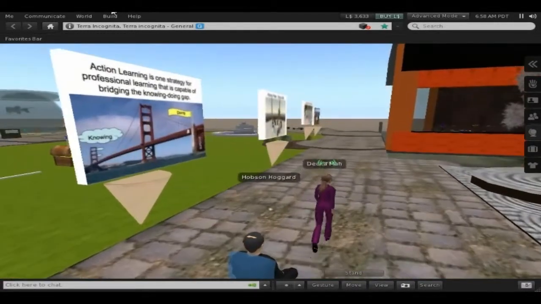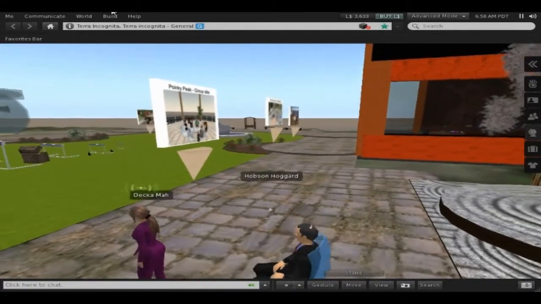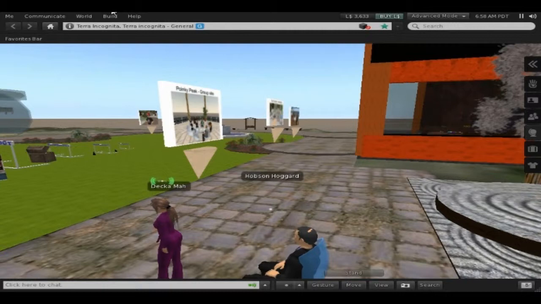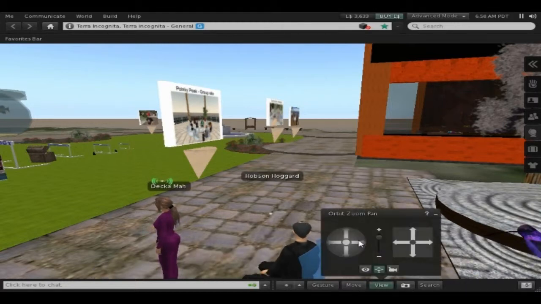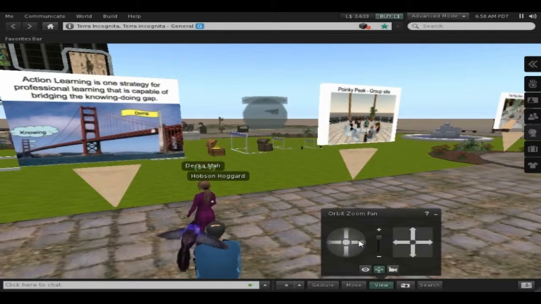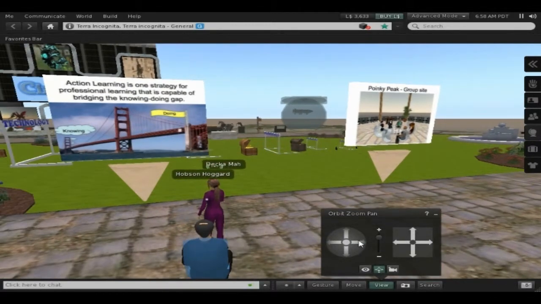The reason we choose action learning as a methodology is usually because it bridges the gap between what people know and what they do. It involves people actually getting out there and using their learning immediately and putting it into practice so that they can get value from the experience as well as the knowledge.